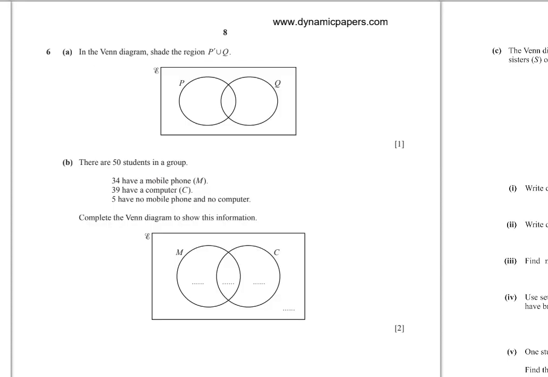Number 6A. In the Venn diagram, shade the region not B union Q. Not B, all the region around B. All the region around B. So this is not B.